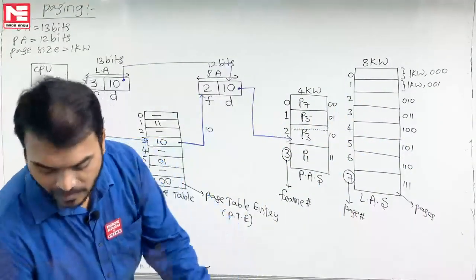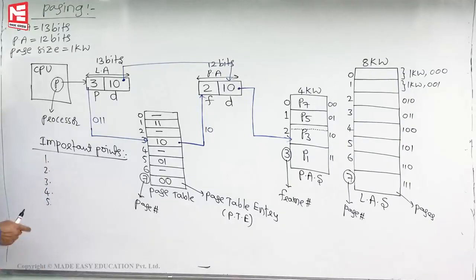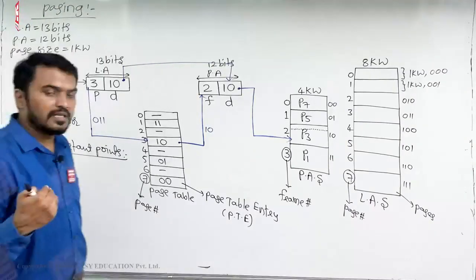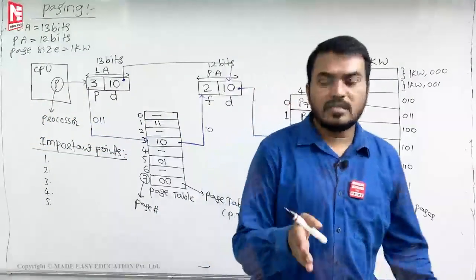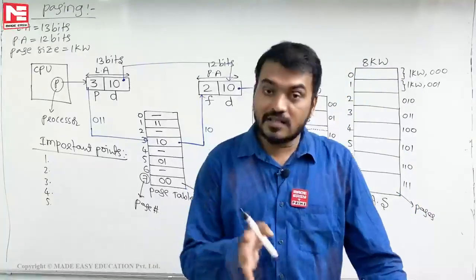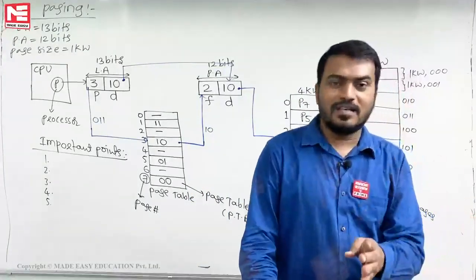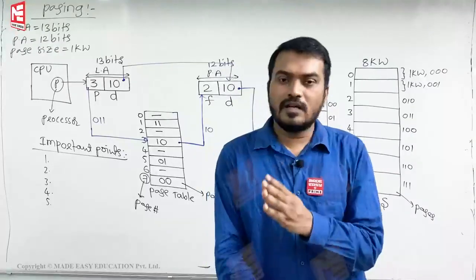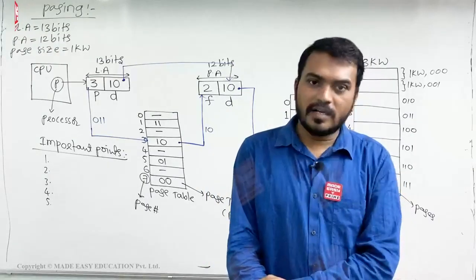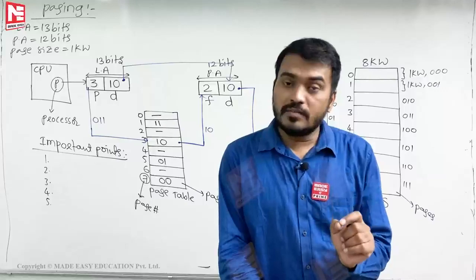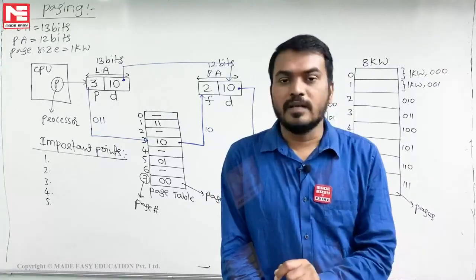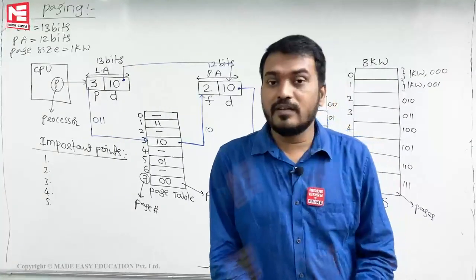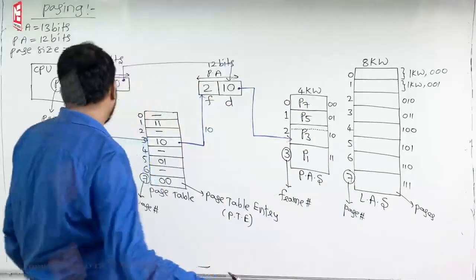Is that clear? I am repeating the entire first point. Whenever the process is created, paging will be applied on the process, and a page table will be created, full stop. The base address of the page table will be stored in the PCB. That is the first point.